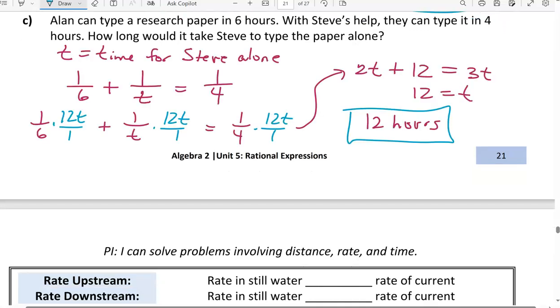Did you catch this one is slightly different? So this time we have the time together and we're looking for one of their times alone. So this can be set up a little bit differently. 1 over Alan's time plus 1 over Steve's time, which we don't know. So that's going to be 1 over t equals 1 over the time together, which is 4. So 1 over 6 plus 1 over t is equal to 1/4. And we should get 12 hours when we solve that equation.